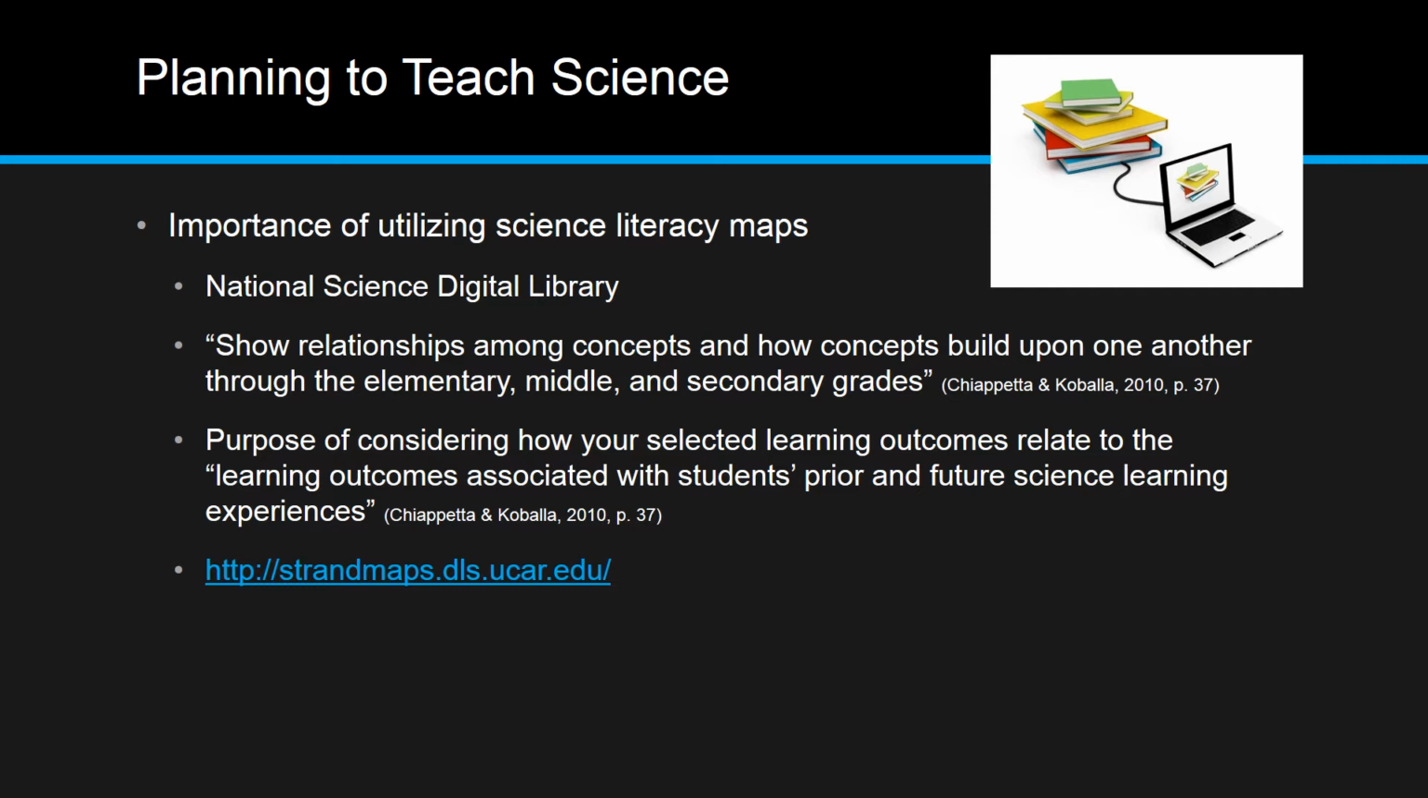Specific to the field of science education, you might also utilize science literacy maps. Science literacy maps can be found at the website on your screen and are published by the National Science Digital Library. They are a very helpful resource in that the science literacy maps show relationships among concepts and how concepts build upon one another through the elementary, middle, and secondary grades. Thus, they assist in helping you consider how your selected learning outcomes relate to the learning outcomes associated with students' prior and future science learning experiences.